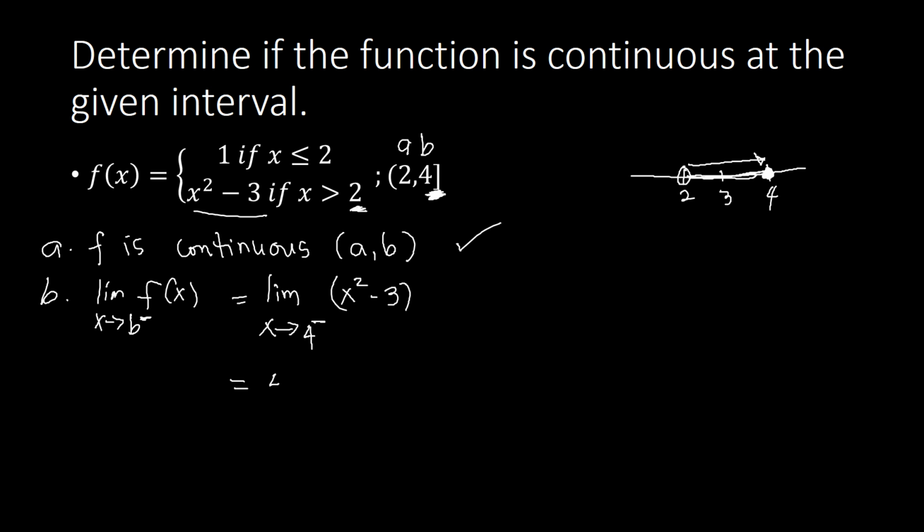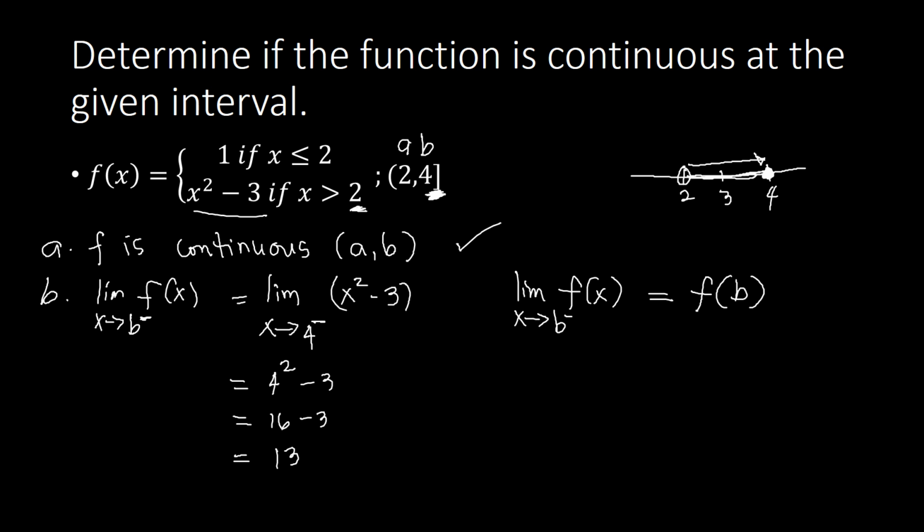So we have 4 squared minus 3. This is equal to 4 squared is 16 minus 3. That's equal to 13. We have that as our limit of f of x as x approaches b coming from the left side. Now let's go over and check, because according to the condition on b, the limit of f of x as x approaches b from the left side must be equal to f of b. So we'll be looking for our f of b here.